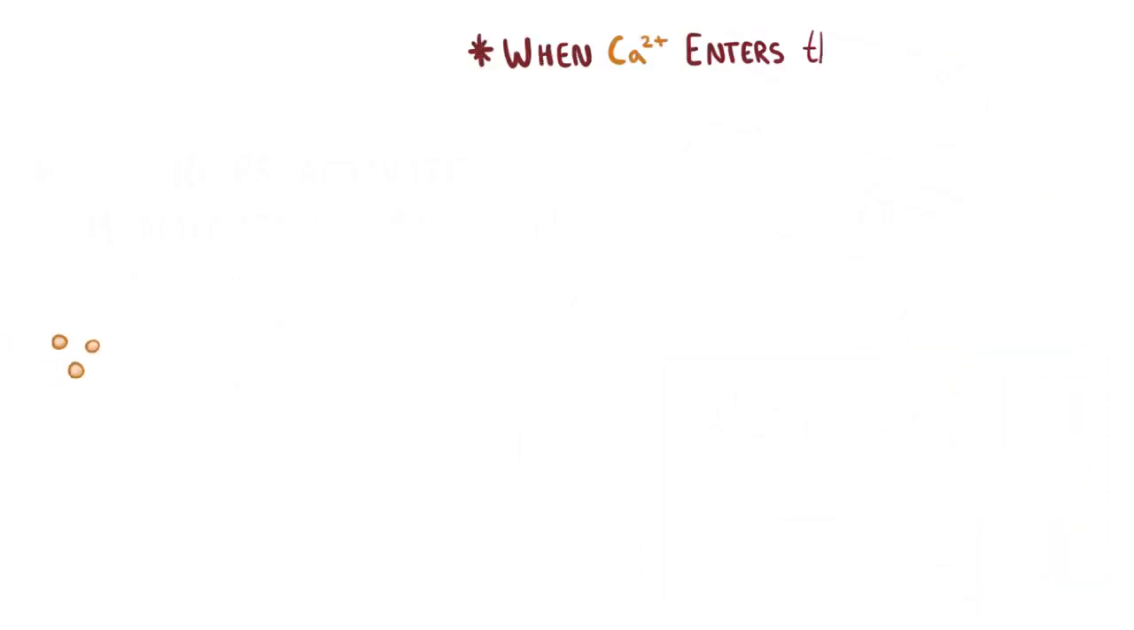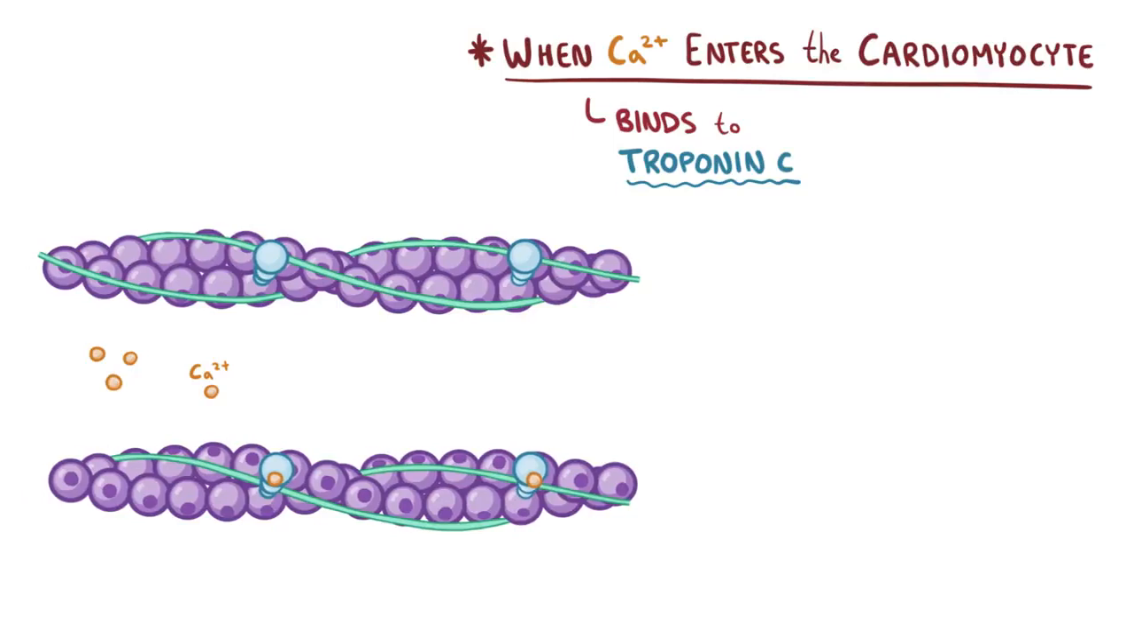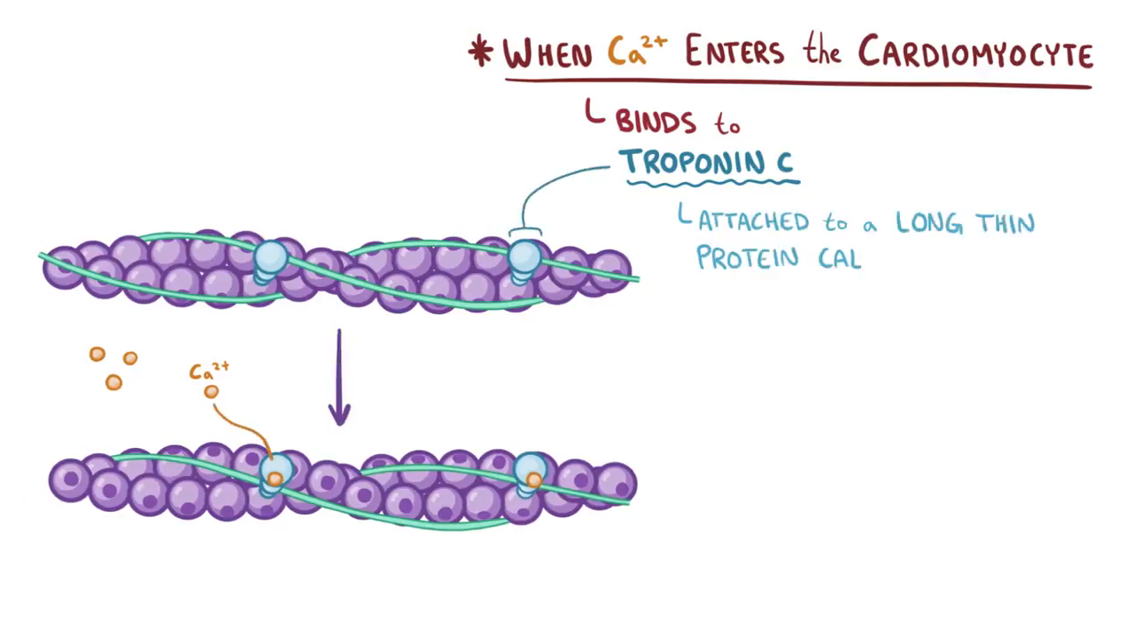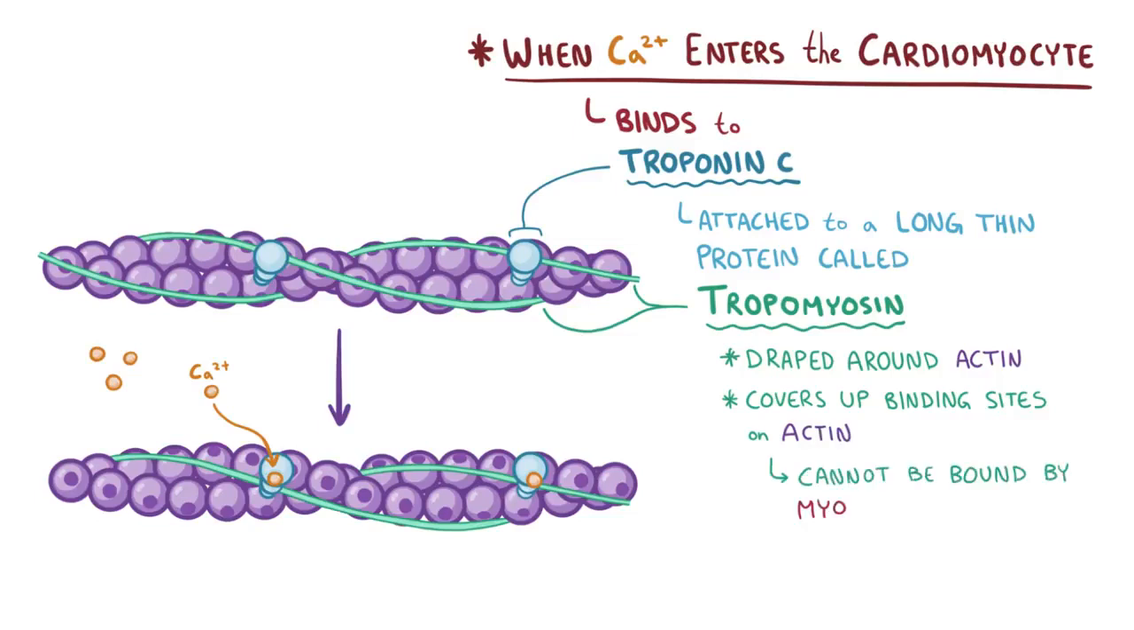When calcium ions enter the cardiomyocyte, they bind to troponin C, which is attached to a long thin protein called tropomyosin. Tropomyosin is draped around yet another protein filament called actin, where it covers up binding sites, so that the actin can't be bound by myosin heads which are lurking nearby. This is kind of like a protective parent that doesn't want their child to go out on a date.